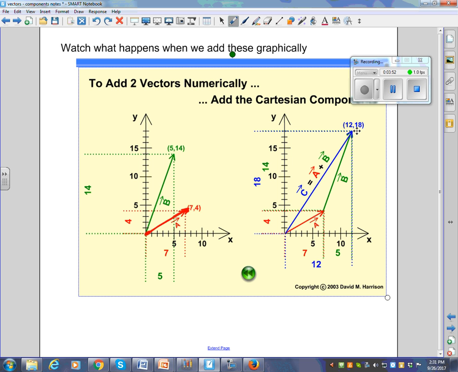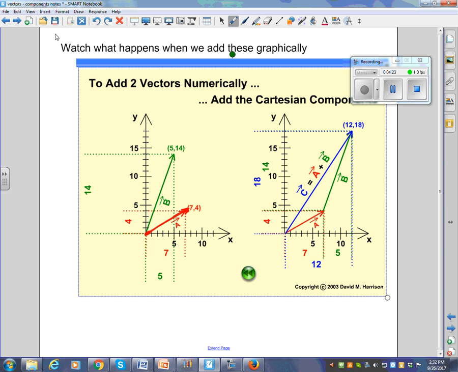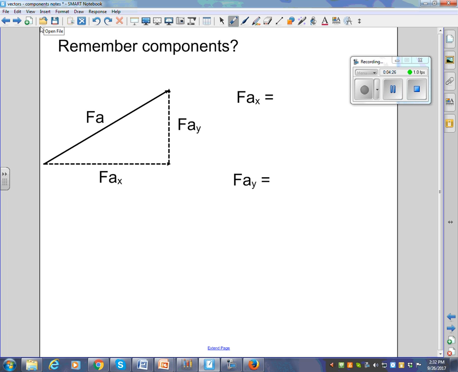Do you remember doing, and I changed my terminology, do you remember doing FAX and FAY? Yes. I hate them. I was setting the foundation for this, because the FAX is the x component of the applied force, right? If you go back to here, let's look at the (7, 4). If this is a certain length, and that is (7, 4), what's the FAX? 7. What's the FAY? 4.